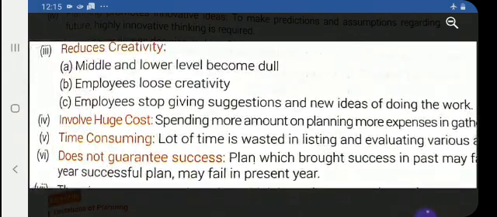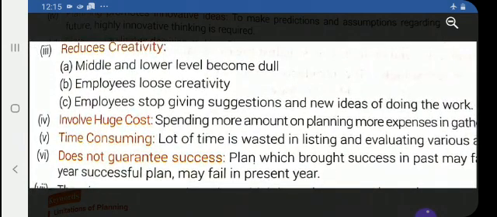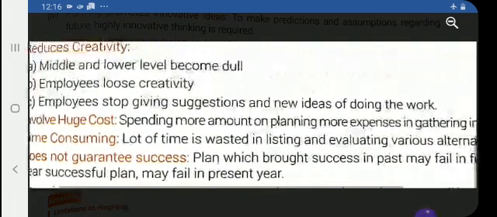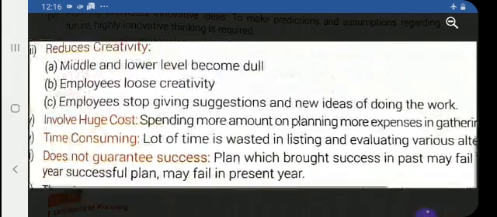Then it is also time consuming, as the planning process takes a long time to evaluate the alternatives and select the best one, and a lot of time is needed in developing various planning premises. Because of this, actions get delayed, and whenever there is a need for prompt and immediate action, then we have to avoid this planning function. A lot of time is invested in listing and evaluating the various alternatives.